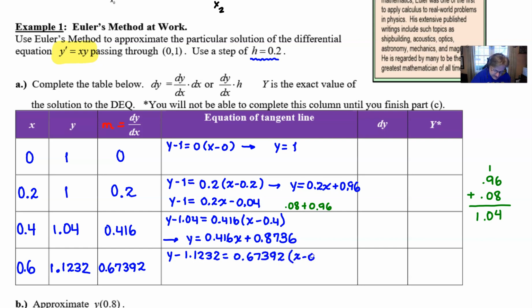Now, I think at this point I think you guys are starting to get it. I think you get the repetitive nature, the iterative process that is Euler's method.